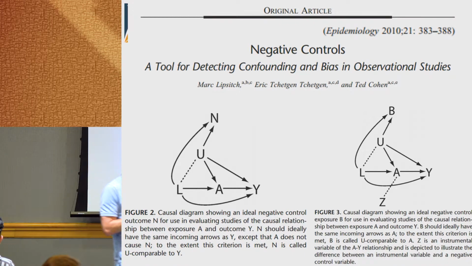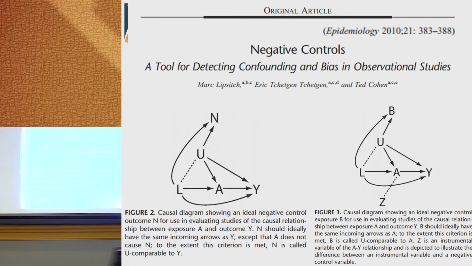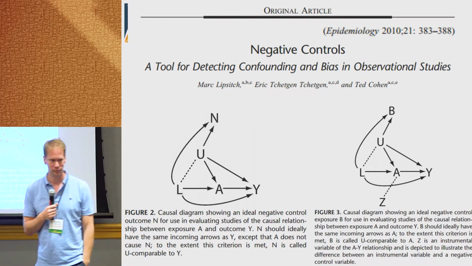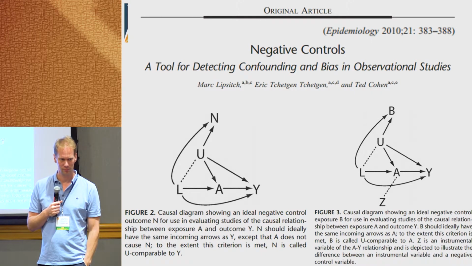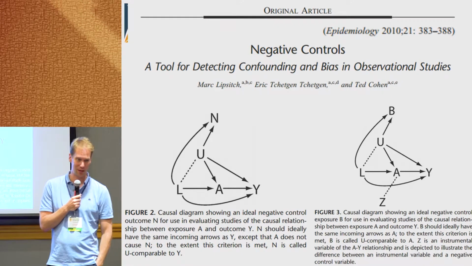Since the OHDSI system sort of treats the definition of outcomes and exposures all under this framework of defining cohorts, is it possible to define negative control exposures with as much ease as you would negative control outcomes? Yeah, so you can define exposures or outcomes.